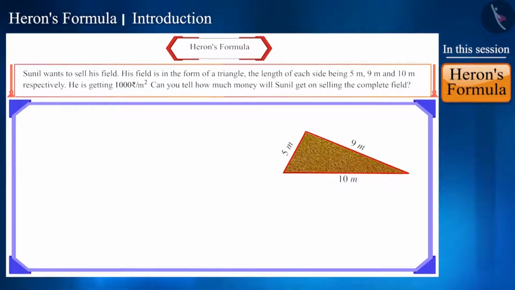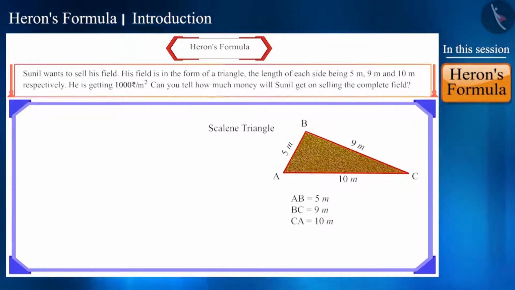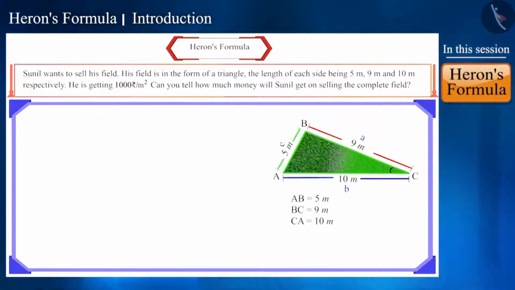If we name this triangular field ABC and assume that the lengths of the sides AB, BC and CA of this triangle are 5 meters, 9 meters and 10 meters respectively, we can see that this is a scalene triangle. We can assume the side opposite angle A as a, the side opposite angle B as b and the side opposite angle C as c.